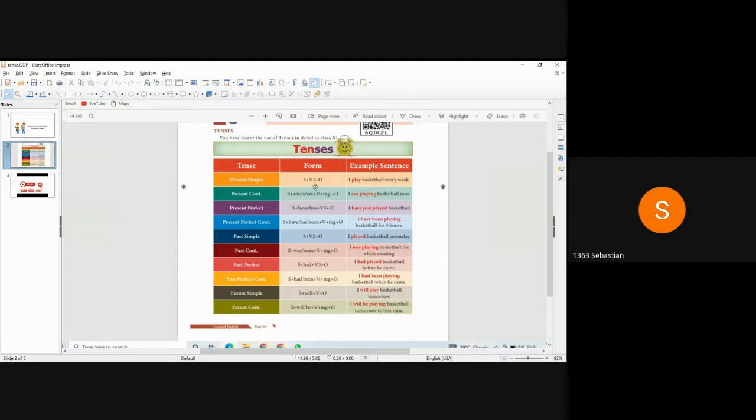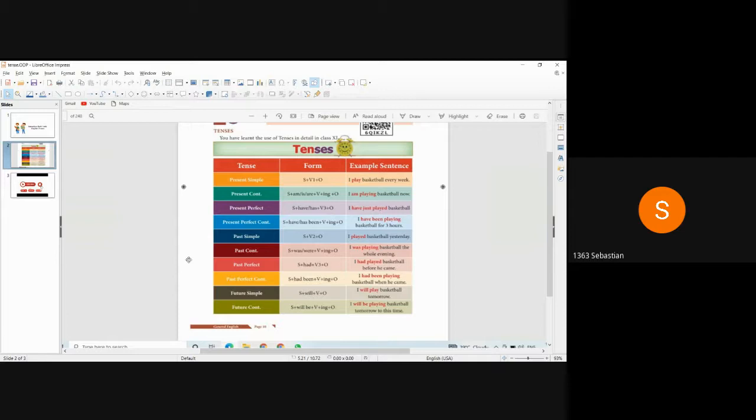Usages of a simple present tense: to express habits or everyday action. For example, I brush teeth every day. Regular action, habitual action. For general truth, we use simple present tense. 1 plus 1 is equal to 2. General truth, mathematical truth. Ice melts, general truth.